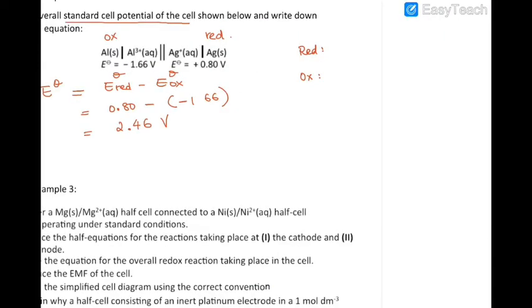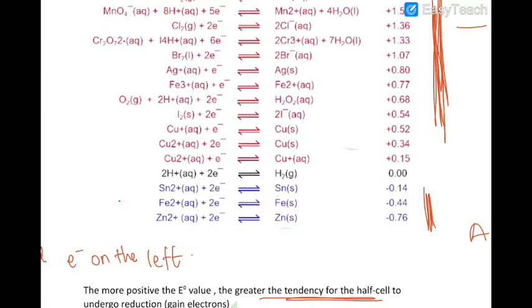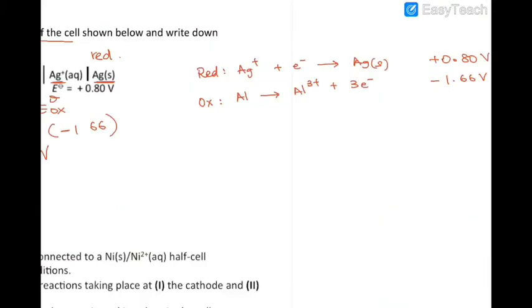Let's now try the equations to find the overall equation. We'll start with the reduction reaction, which is going to be the same as from the data booklet. So we have Ag+ and Ag solid. This is the equation in question.